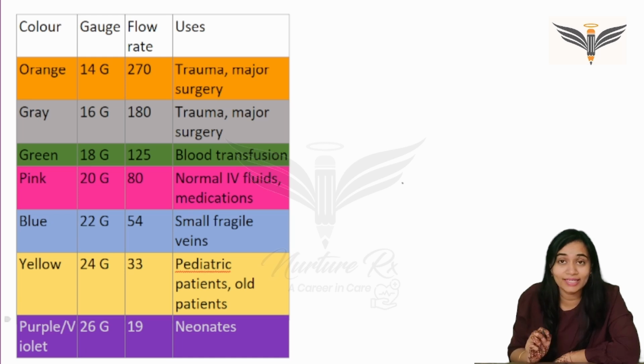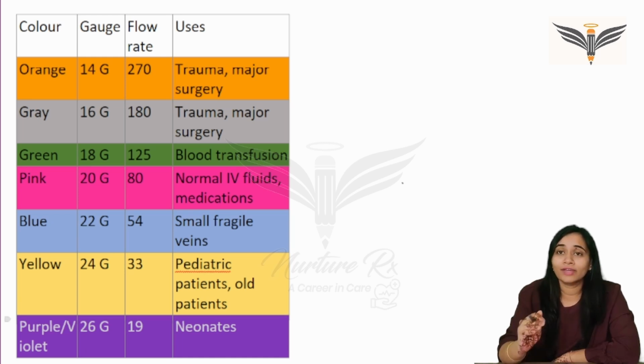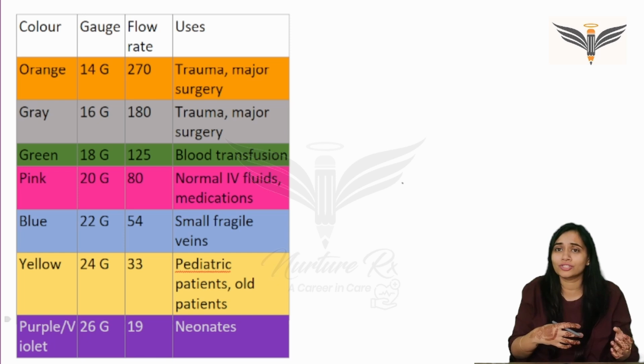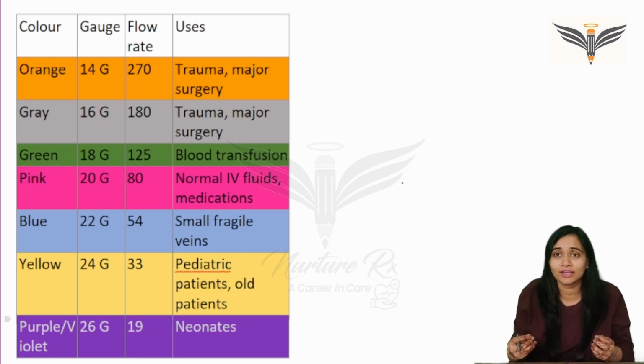Our next and last one is purple or violet color cannula. It is 26 gauge. So now we have covered all the age groups. What is left? We are left with the neonates. So neonates are even more fragile than the small children, and their veins are even thinner. So we have to use a cannula which is of very thin caliber. So purple cannula is what we use for neonates. So this is the very basic picture of cannula color coding which you need to remember.